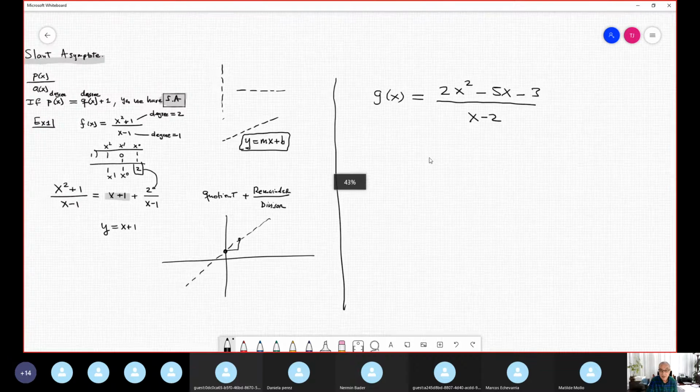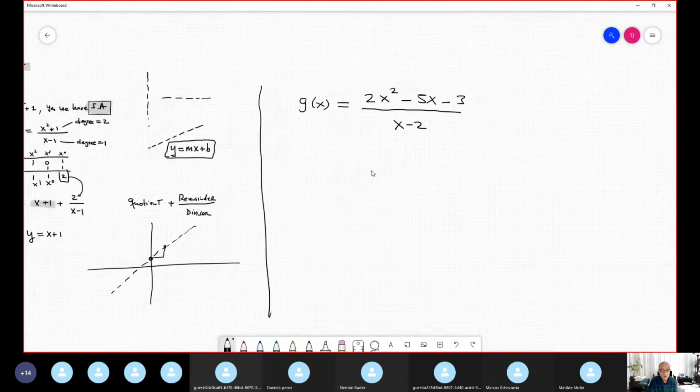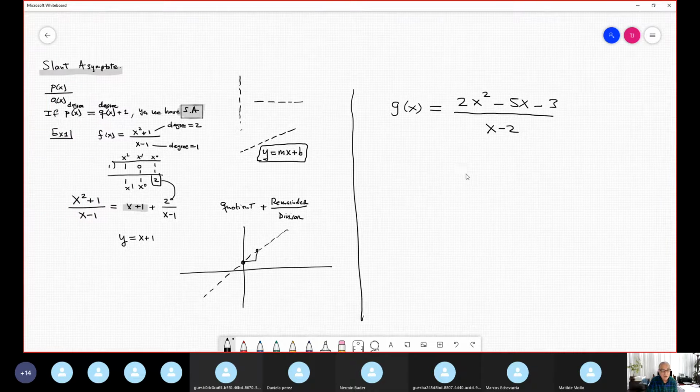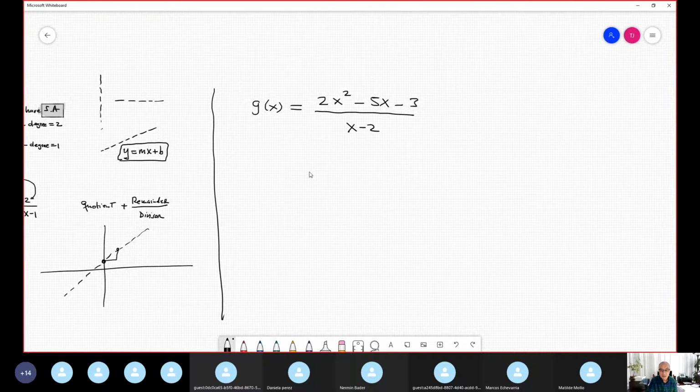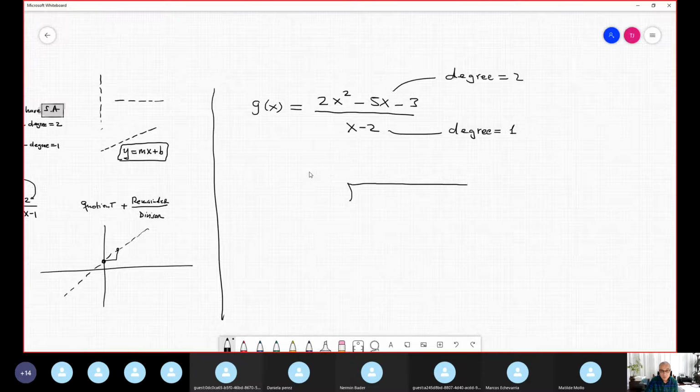Okay. Number one, we have a slant or we have no slant. According to the definition of the slant, the degree of this polynomial is 2, no? And the degree of this polynomial is 1. Yes, the degree of P is greater than the degree of Q by 1, because 1 plus 1 is 2. So yes, we have one. Well, long division or synthetic division. Either way, synthetic division is easier.